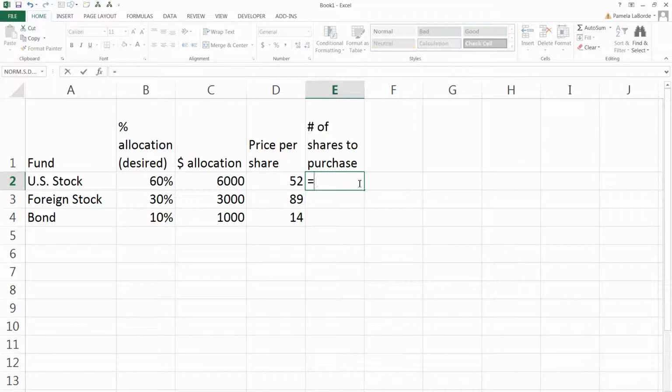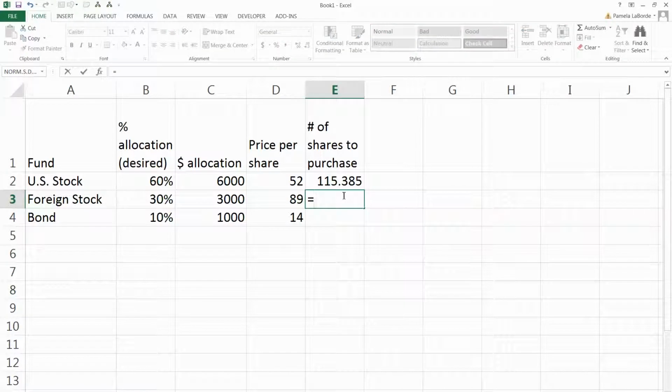To calculate that, I take the 6,000 that I want to put in the US stock fund, and I divide it by the price per share, the $52. So I'd buy 115.4 shares of the US stock fund. And as I've mentioned in class before, it is possible to buy a partial share of a fund.